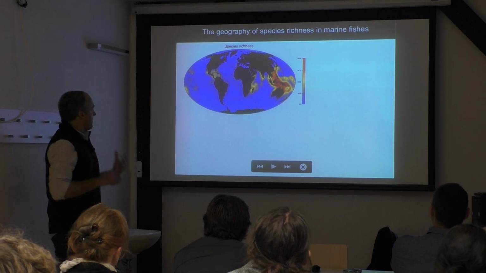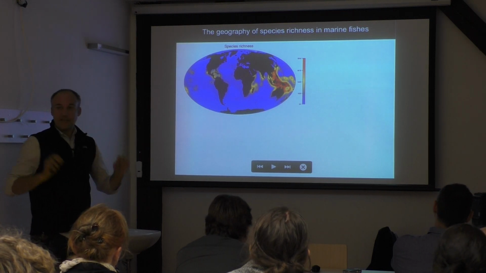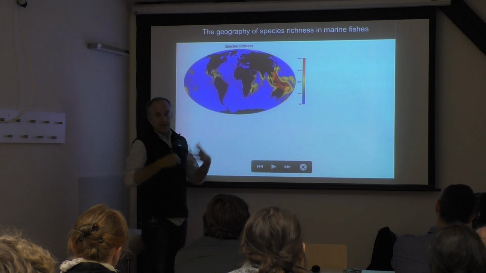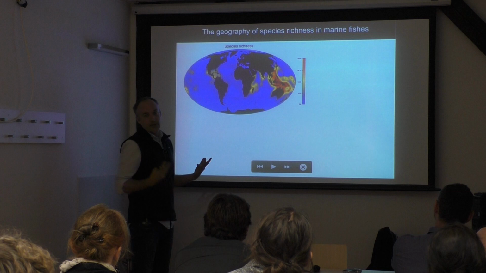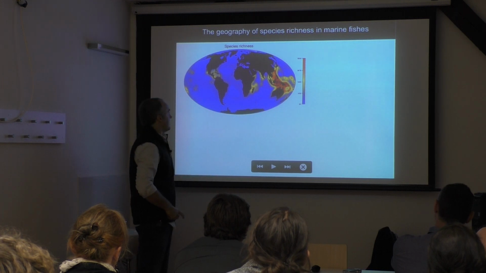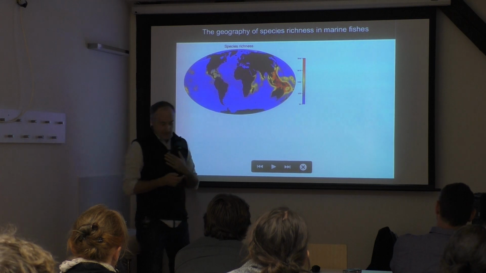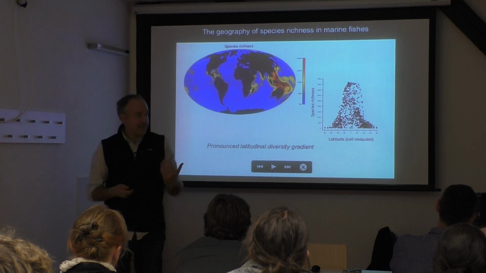So this is the overall picture of the geography of species richness in marine fishes. It was a fair amount of work to actually compile the geographic ranges for this. There was no standardized database of marine fish spatial data. And so again, you have really high species richness in the tropical Indo-Pacific, relatively low richness outside of that zone.